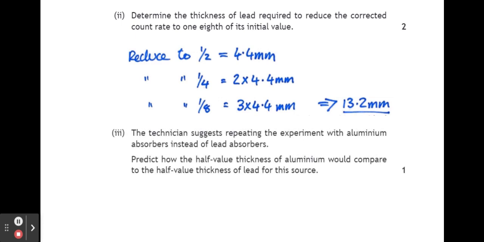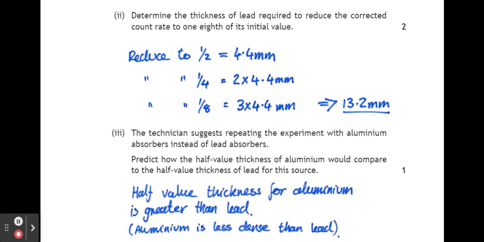The technician suggests repeating the experiment with aluminium absorbers instead of lead absorbers. Predict how the half-value thickness of aluminium would compare to the half-value thickness of lead for this source. Well, we know from talking about the absorption properties of different types of radiation that aluminium is a less effective absorber, and therefore the half-value thickness of aluminium will have to be much greater, mainly because aluminium is less dense than lead, so it doesn't stop radiation as well.